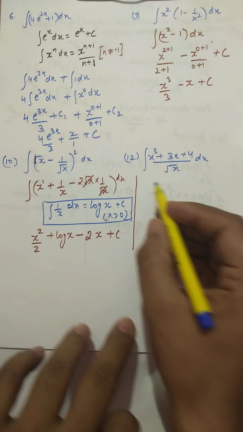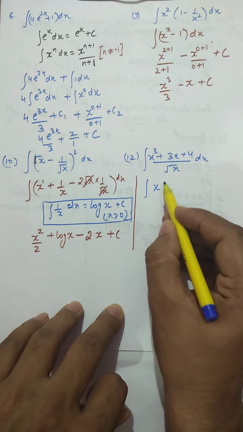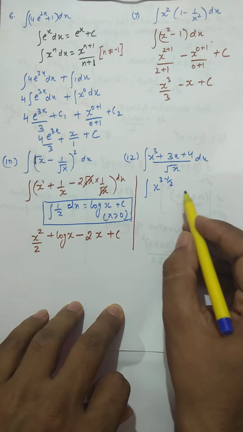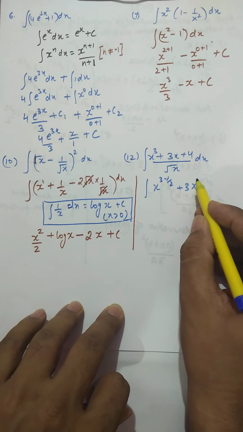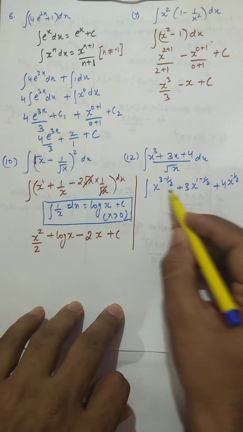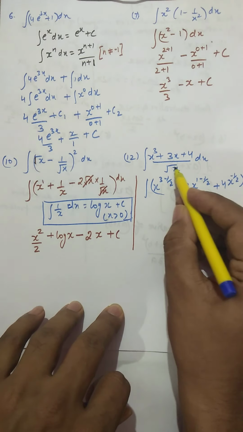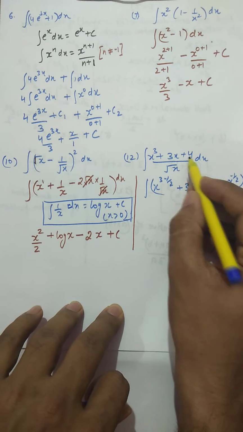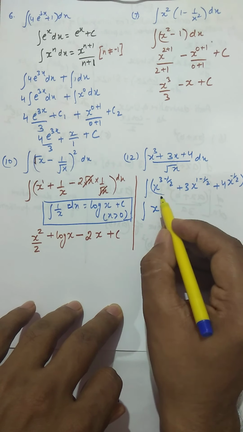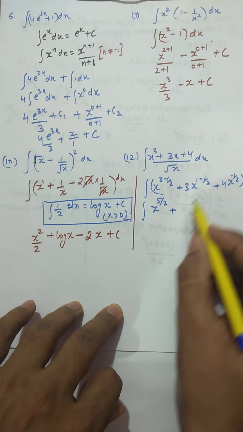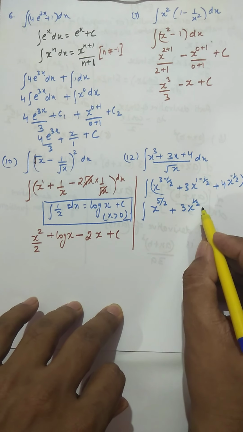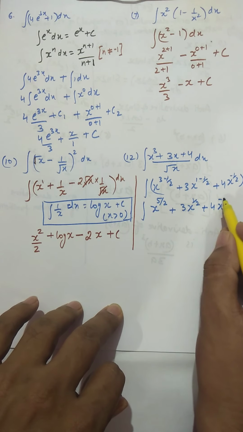Now the next one: here you are getting another problem, that you cannot directly integrate this. So we can do it like this: x cube, this root x is actually x^(1/2), so with each term you divide by it. This is 3x^1 minus 1/2, and this is 4 times x^0 minus 1/2. So you have divided by this root x with all terms. Now you have to simplify this further. This can be written as x^(5/2), this is 3x^(1/2), and this is 4x^(-1/2).